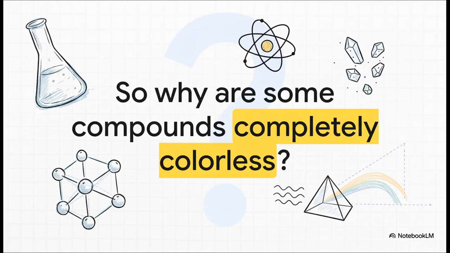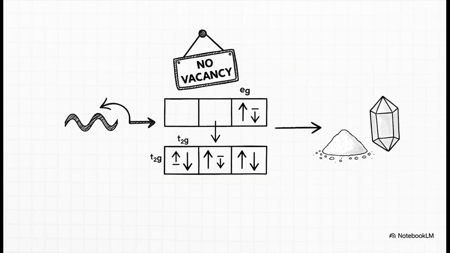If this is all true, then why are some of these transition metal compounds just white? Why are they colorless? And the answer is actually really simple. There's no room at the inn. For an electron to jump, there has to be an empty spot for it to land in. But if a compound has what we call a d10 configuration, it means all 10 spots in the d orbitals are already full. It's a sold-out show. So no jump is possible with visible light, which means no color is absorbed. And if no color is absorbed, the compound just looks white.